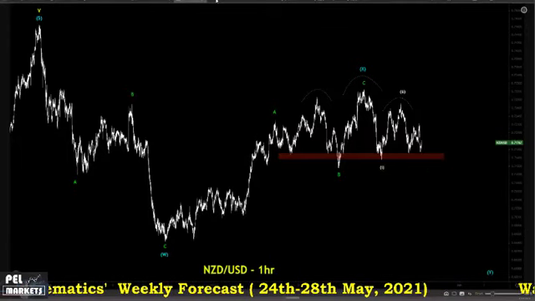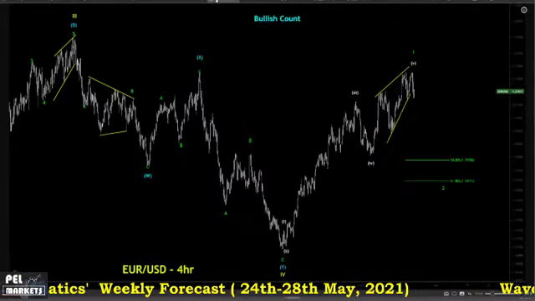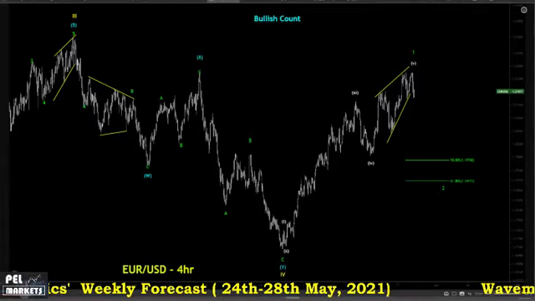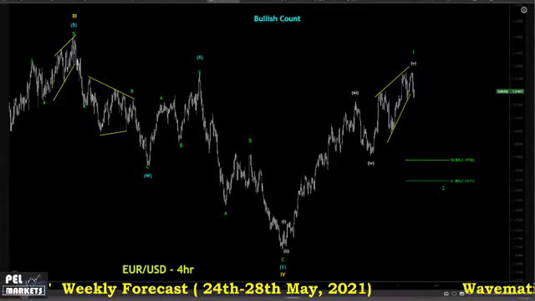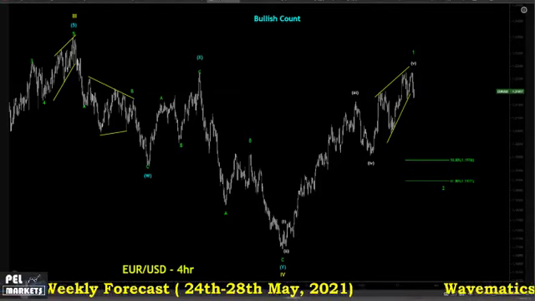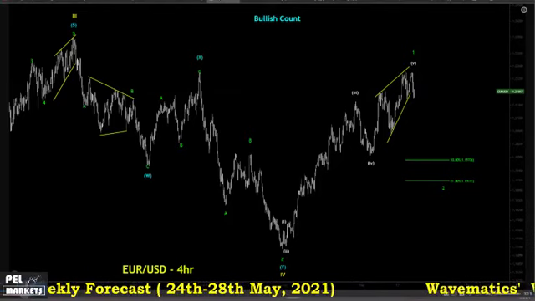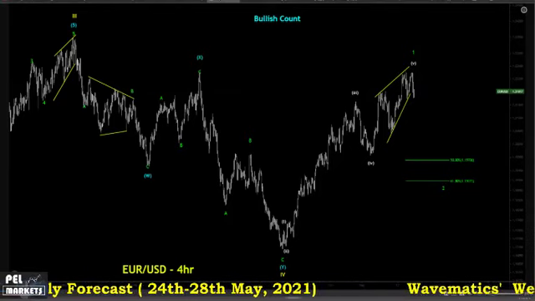Now let's go to the dollar index, the Euro USD. During weekly analysis like this, I always try to give you my bullish count and the bearish count so that you can be prepared for all the scenarios.